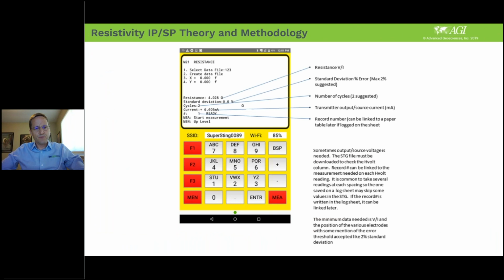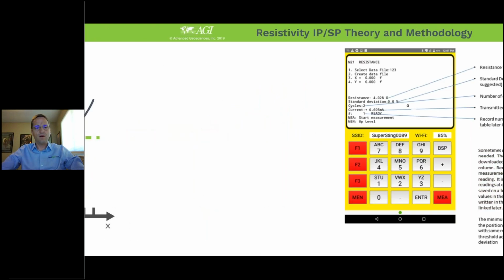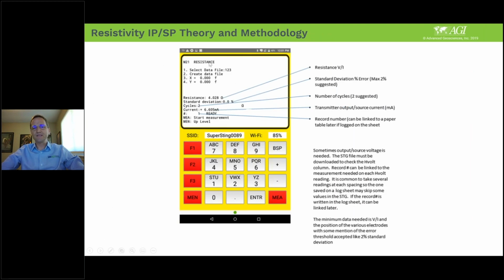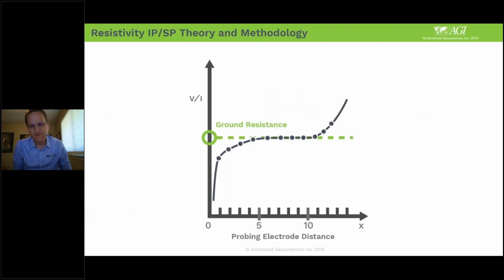just a few more nuts and bolts here. This is the data screen on the app in resistance mode, and that's what you would use for fall off potential. And you would be reporting the resistance and the error and possibly the current. And you're looking for this flat zone.